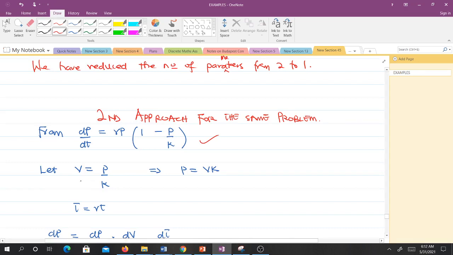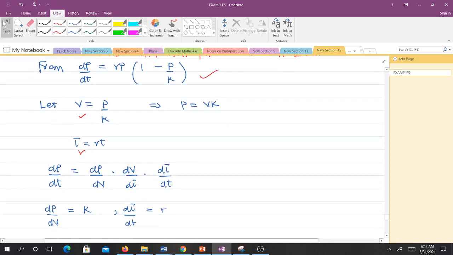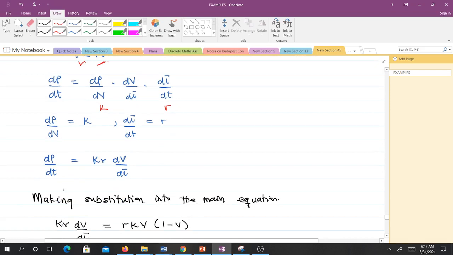So now we are letting this be our v, this be our tau. So that means p will be equal to k times v, right? Like using a chain rule, the dp/dt will be equal to the dp/dv times the dv/dtau times the dtau/dt. So from here, the dp/dv will be equal to k, and from here, the dtau/dt will be equal to r. So we make substitution. You have k here, you have r here. So that means the dp/dt will be equal to k times r times dv/dtau.